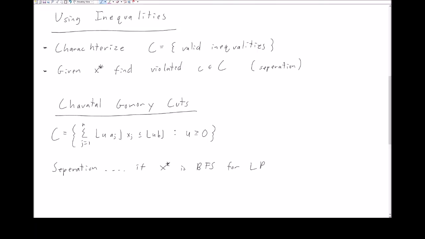Although the cutting plane algorithm is going to be our inspiration, it's not really going to be what we're focused on. We're going to be focused on something more general. We'd like to have some procedure that allows us to use inequalities. And in general, this is going to have two ingredients. We first have to characterize our set of inequalities. We have to find our set C. And then, given some solution x star, we have to be able to find some violated constraint inside of our collection. This is the separation problem. We'll define the separation problem formally in just the next slide. Here we can just get an idea. We're going to be given some solution x star, and given this solution, we're going to find some constraint inside of our collection that's going to be violated.